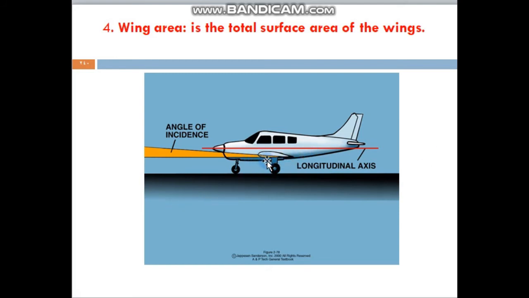As the definition said, the angle of incidence is the angle between the chord line and a line parallel to the longitudinal axis. And you have to focus on this. The angle of incidence is a fixed angle set by the manufacturer, and you can find it on cantilever wings, and you will study this in the airframe book, chapter 1.